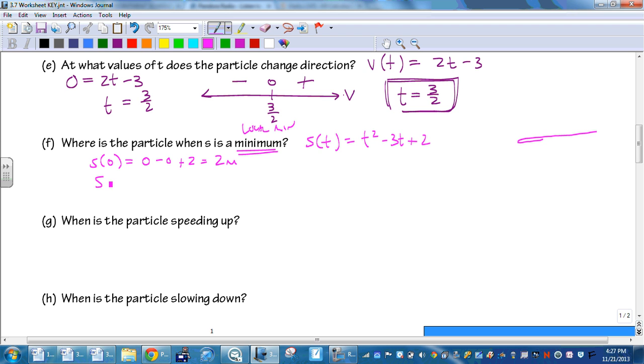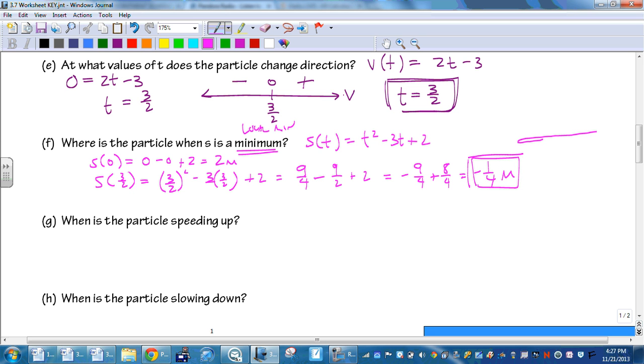And then we want to figure out s of 3/2. So 3/2 squared minus 3 times 3/2 plus 2. We get 9/4 minus 9/2 plus 2. So we get negative 9/4 plus 8/4. We get negative 1/4. So that is smaller than 2. Negative 1/4 of a meter. That is going to be our minimum position, minimum S.